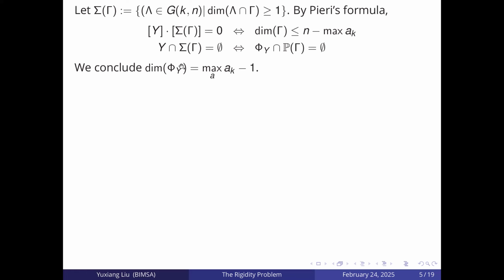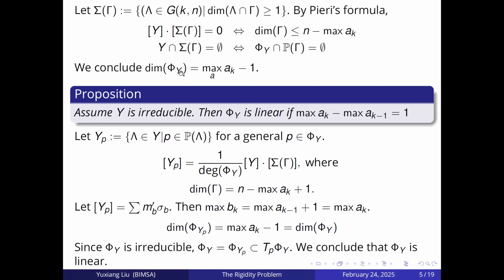Now we know the dimension of phi. We may ask, what's the shape of this phi? What's the degree of it? For the next proposition, we assume Y is irreducible, and therefore phi(Y) is also irreducible. If the maximum of a_k minus the maximum of a_{k-1} equals 1, then phi(Y) has to be a linear space.